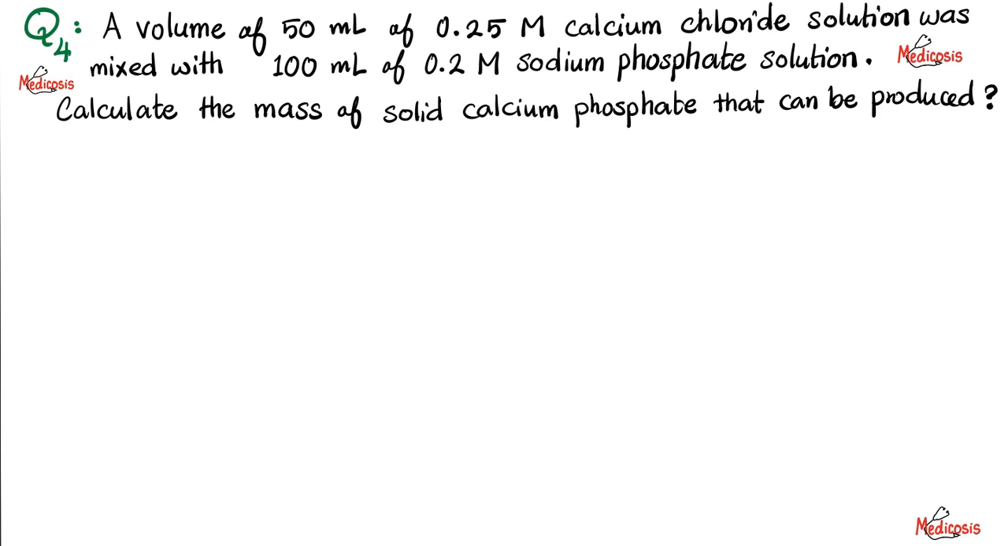Example number 5. A volume of 50 mL of 0.25 molar calcium chloride solution was mixed with 100 mL of 0.2 molar sodium phosphate solution. Please calculate the mass of solid calcium phosphate that can be produced. Okay, step number 1 is to write down the chemical equation and to balance it.